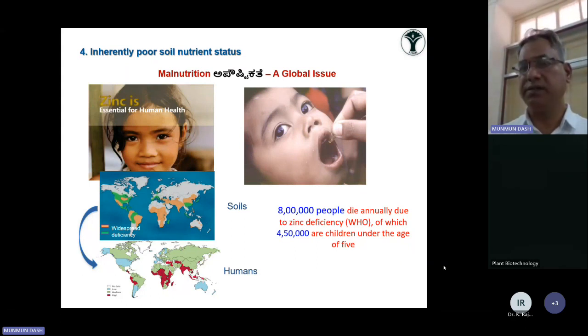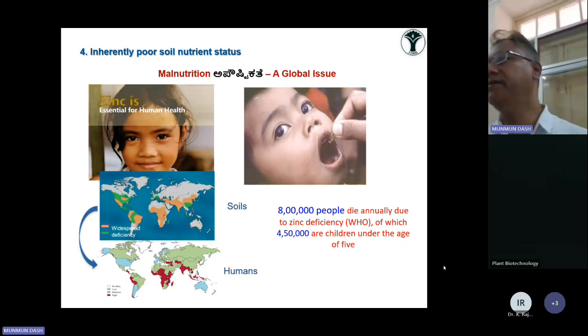This is very positively correlated worldwide, according to FAO. And today, I think it's already well established that almost 8 lakh people die every day due to zinc deficiency, of which almost 4.5 lakh are children. They are poor in nutrition because of this zinc deficiency and malnutrition. It has become a global issue today.